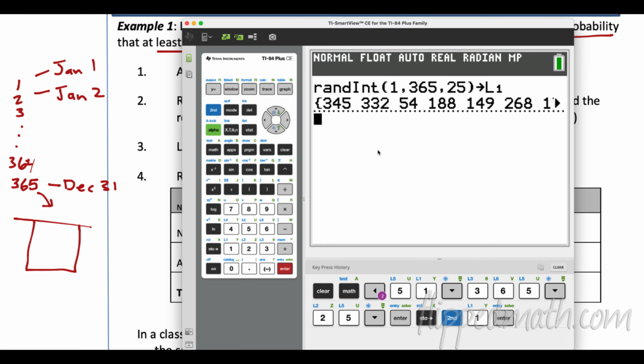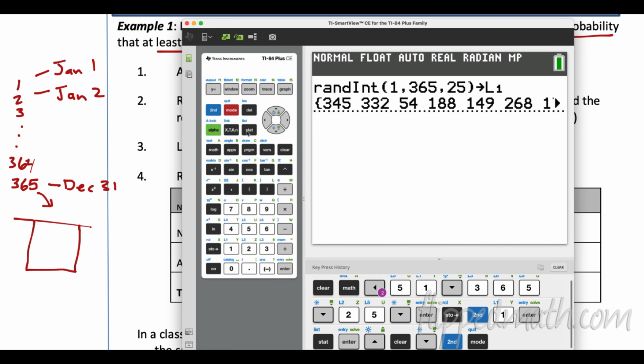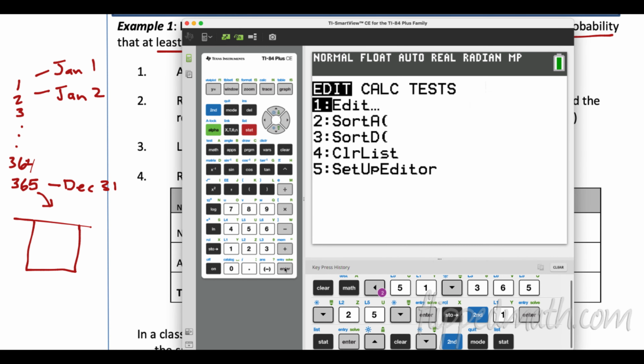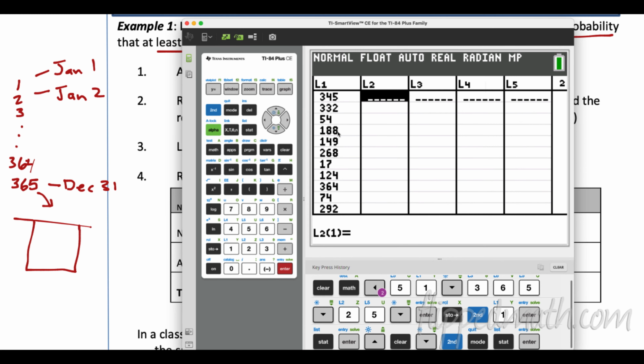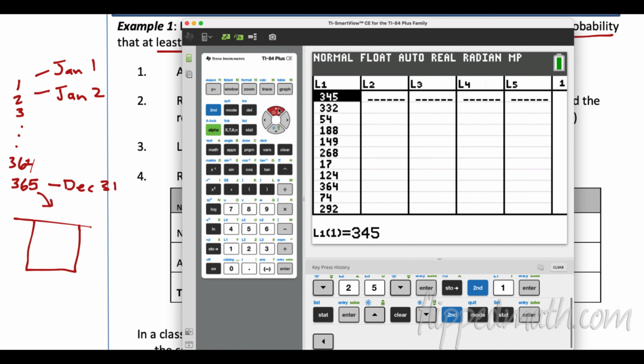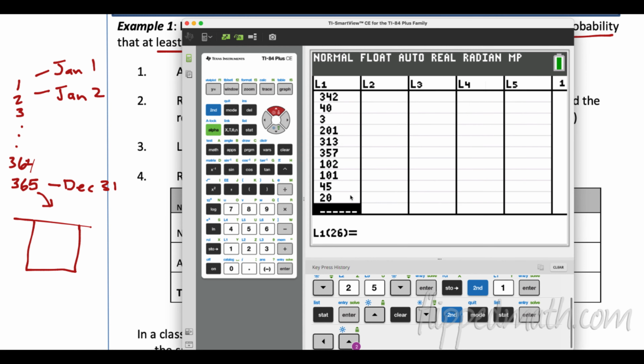Let's go into our lists here. To do that, we hit the stat button, and then we hit enter. All right, so notice L1 has all these numbers, and it goes down. Let's check it out. I'm actually going to scroll up because that's the shortcut to the bottom. So notice that I'm in the 26th row now, but my last number is in the 25th. So I have 25 numbers in L1.